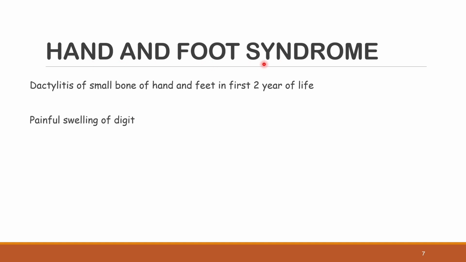See, hand and foot syndrome means dactylitis. If there is an inflammation of the small bones of the hands and feet in the first 2 years of life, it will manifest as a painful swelling in the digits, and the patient will have very much pain in the digit.